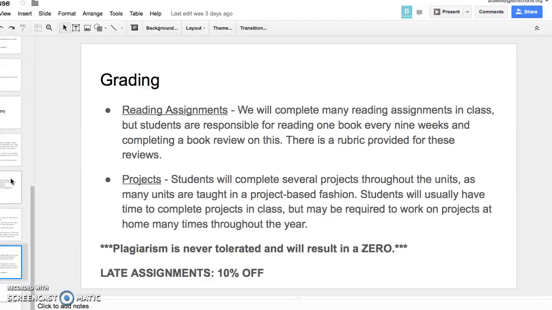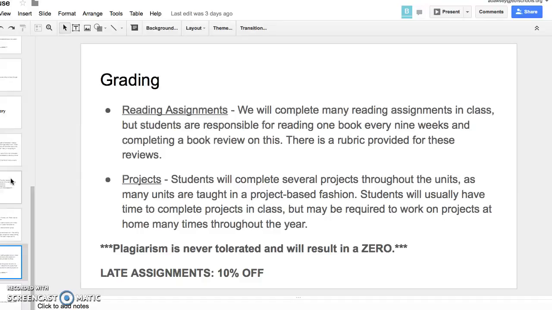More grading. Reading assignments. They complete a lot of reading assignments in class, but they're also responsible for reading one book every 9 weeks and completing a book review on it. For the second 9 weeks, it's going to be 2 books, since they had already picked out books for the first 9 weeks, and your student does have the date for those written down. One's due in early November, one's due in I think mid-December.